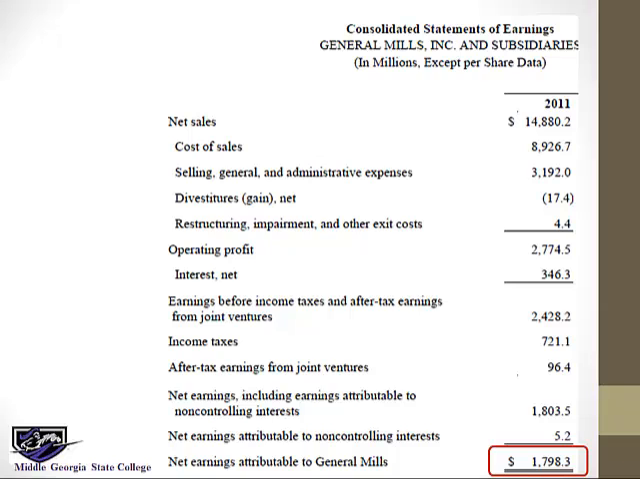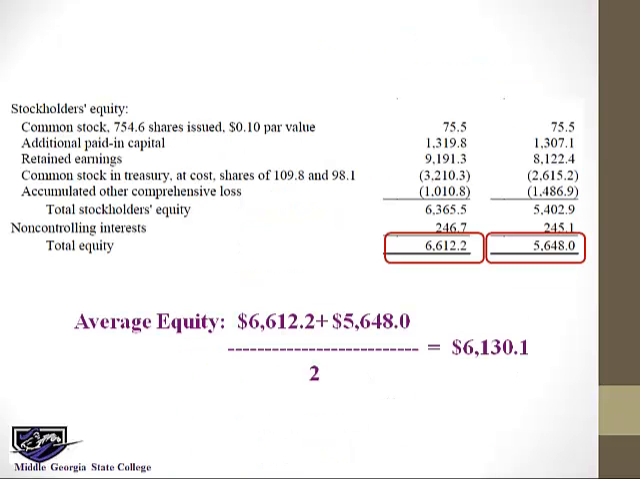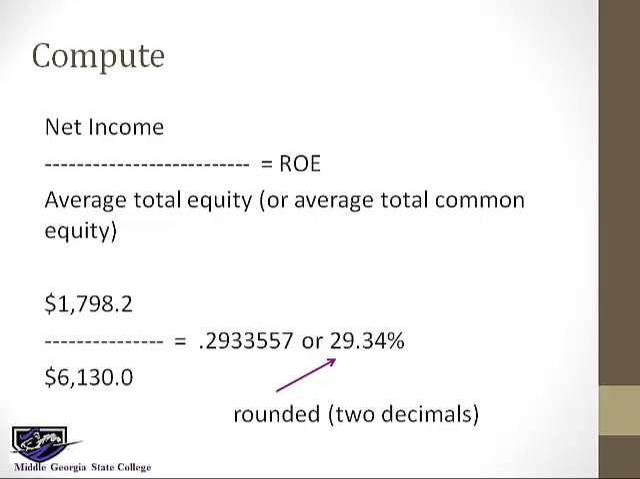At the bottom of their income statement, we can get their net income. We can go to their balance sheet and look to the bottom and get last year and this year's total equity, add it together and divide by 2 to get the average total equity. Notice we don't have any preferred shares here, so this is the same thing as average total common equity. So we compute net income over average total equity and we get 29.34%. That sounds like a pretty good return, doesn't it?